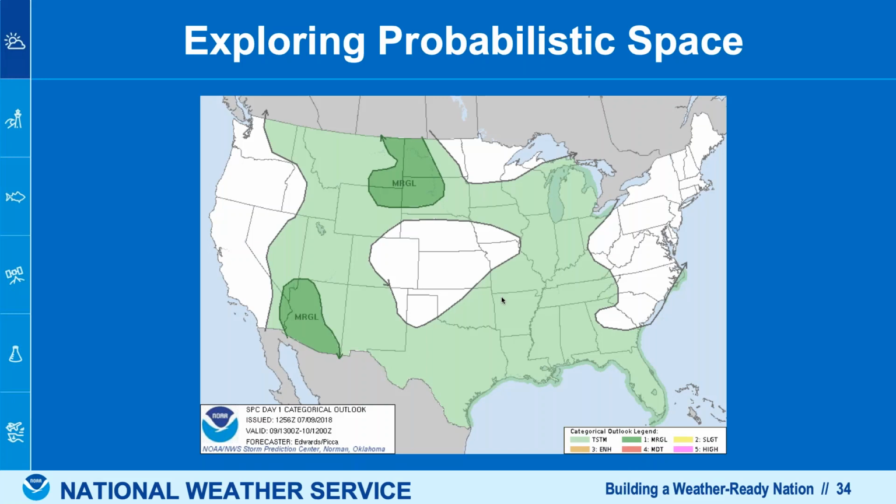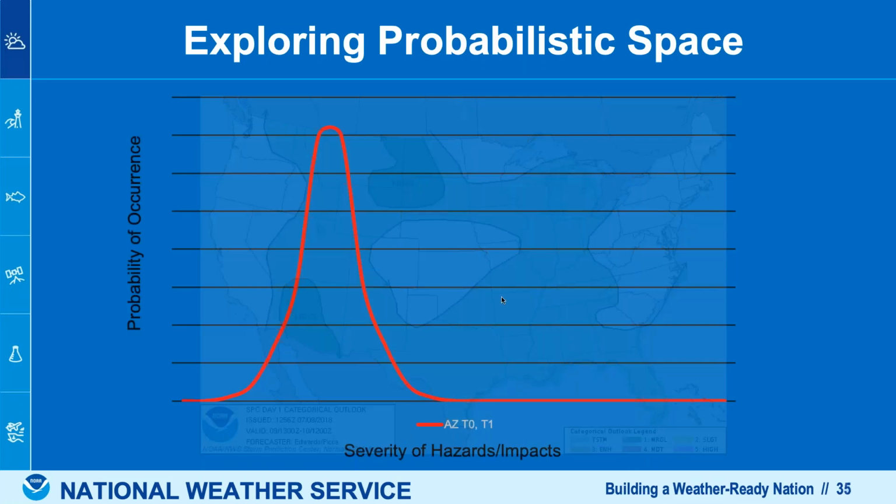There are lots of opportunities for us to shape our messaging and to provide some nuance to the potential for threats. And so this quick example, without providing a lot of background on the situation, from a different day in July 2018, there were two marginal risk areas, one in the desert Southwest, one in the northern high plains. And so let's take a look at conceptually a probability density function for each of those areas.